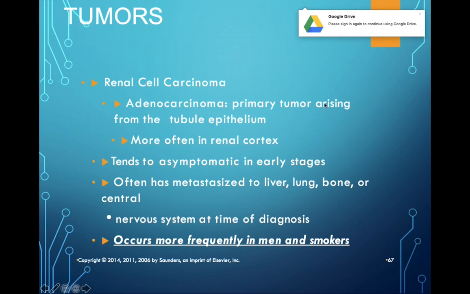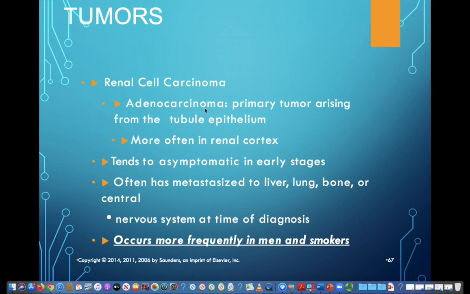Tumors, renal cell carcinoma. Adenocarcinoma, that's the primary tumor arising from the epithelium, right? From the tubule epithelium. That's going to be the proximal convoluted tubule, loop of Henle, or distal convoluted tubule. These are more commonly found in the cortex in relationship to the medulla. People tend to be asymptomatic in the early stage, and it often has metastasized to the liver, the lung, the bone, or the central nervous system at the time of diagnosis. This one occurs more frequently in men and in smokers.